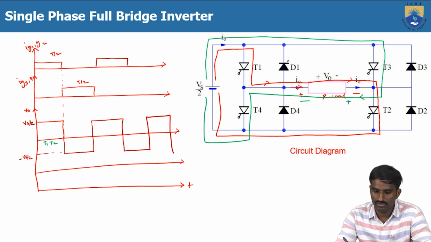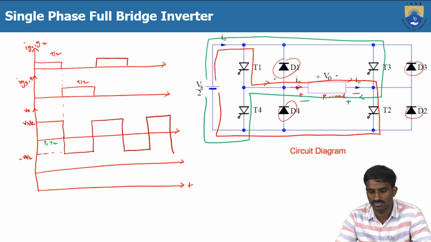Then you may get a question or doubt, what is the use of these diodes D1, D2, D3, D4? Of course, when we use the R load, there is no function of the diodes, so we can just simply remove them from the circuit also. But when we use RL load, then the function of D1, D2, D3, D4 will come into the picture.